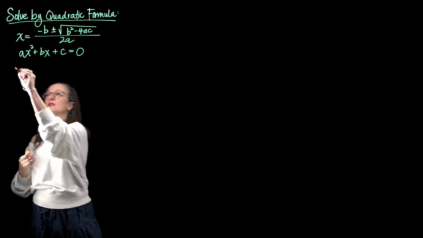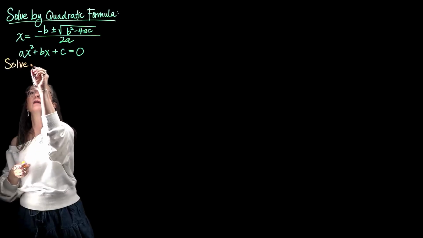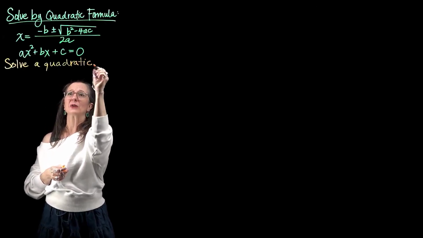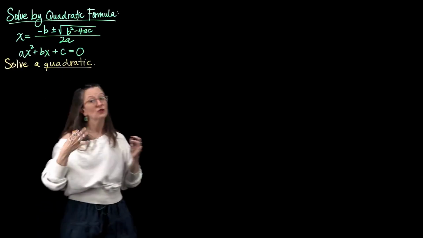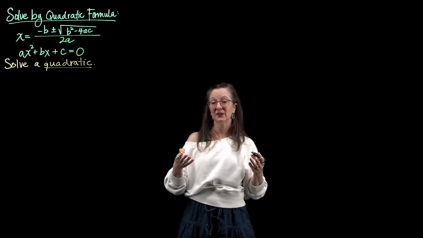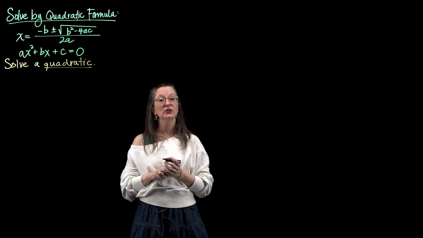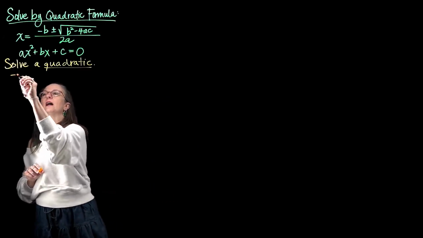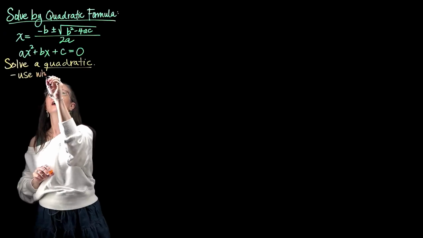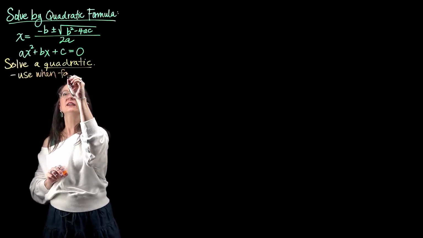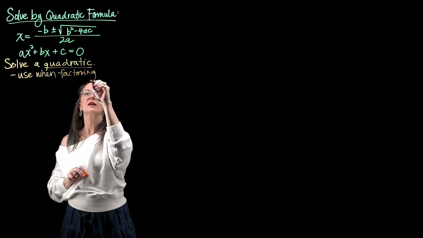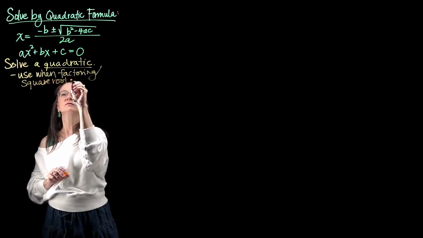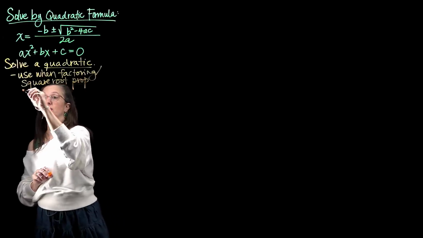Now, we can use this to solve a quadratic. It doesn't work for something that's not a quadratic. So solve by factoring, well, that works for any degree of polynomial. This one only works for a quadratic. And I want to caution you, the only time you want to use this is when factoring and square root property won't work.